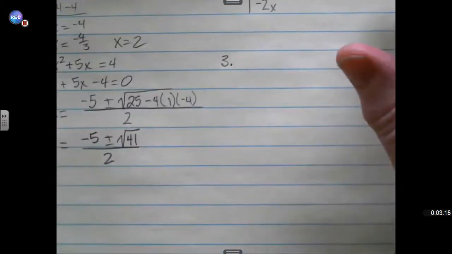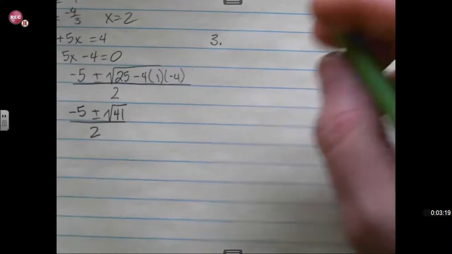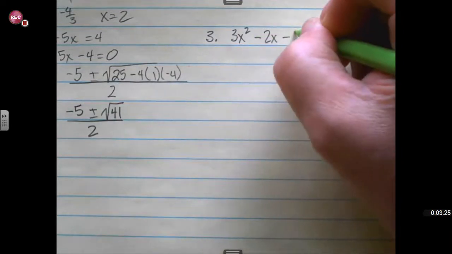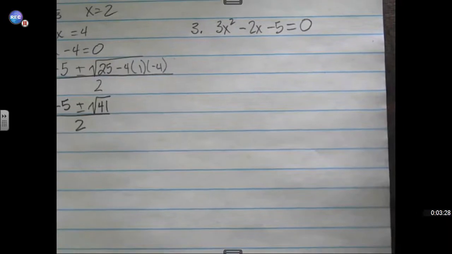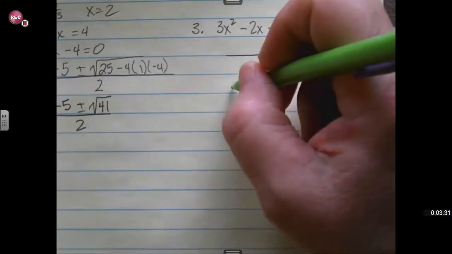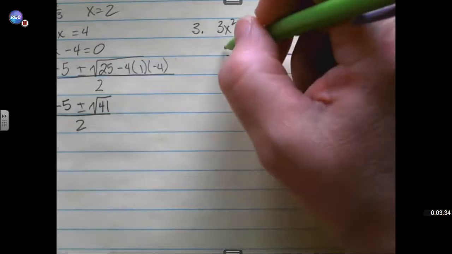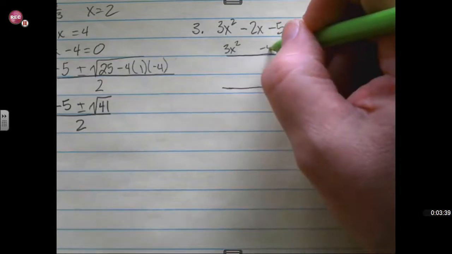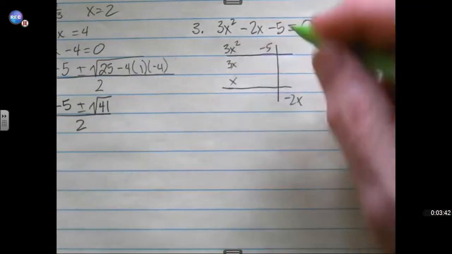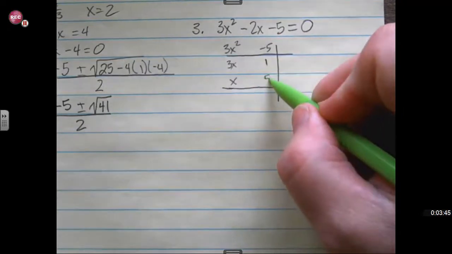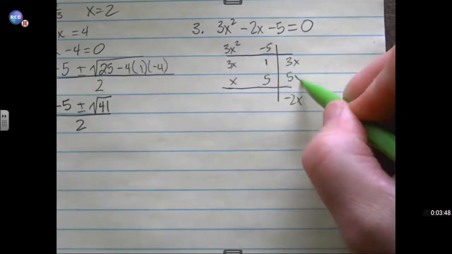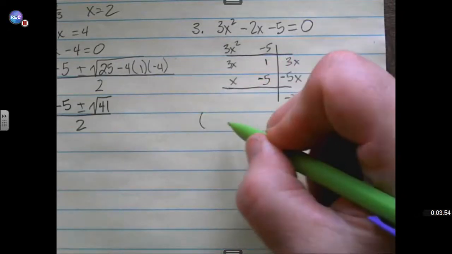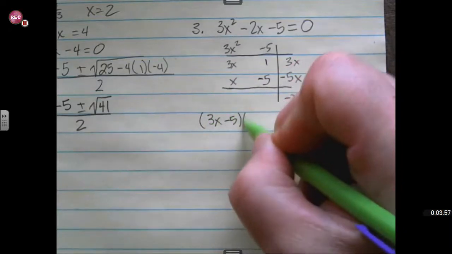Number 3, we have 3x squared minus 2x minus 5. And I think I might be able to get that to factor. Let's see. 3x squared, negative 2x, negative 5, 3x and x. 1 and 5, 3x and 5x. I need the 5 negative, and that works. So I have 3x minus 5 times x plus 1.